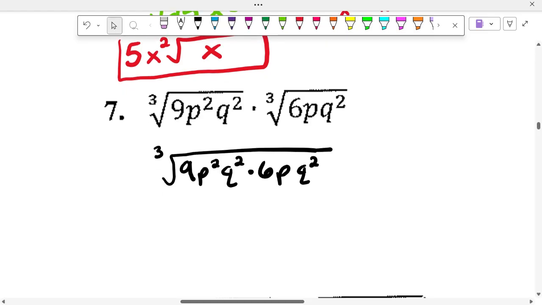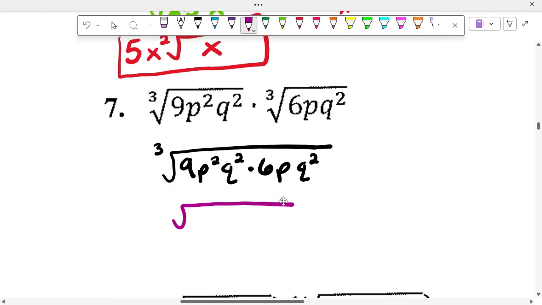9 times 6, which is 54. Then add the p squared to the p, the first, so that'll be p cubed. Then 2 plus 2 is 4, so this will be q to the fourth.